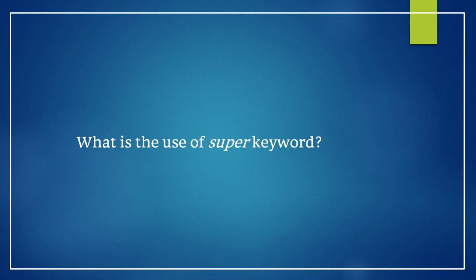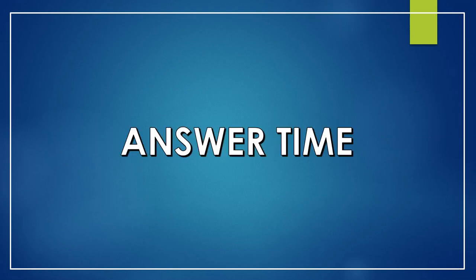What is the use of super keyword? Super keyword, when it is called from a child class, refers to the parent class's variable or method. If you call super with open bracket and close bracket in the child class's constructor, then it would call the parent class's constructor. If you do super dot variable, then it would refer to the parent class's instance variable.